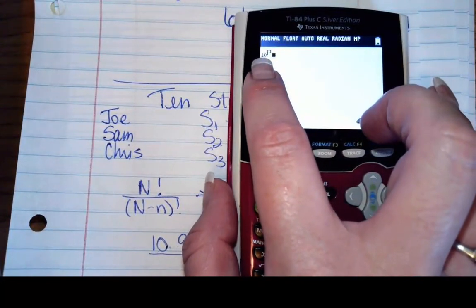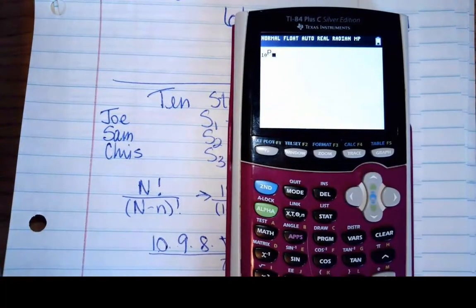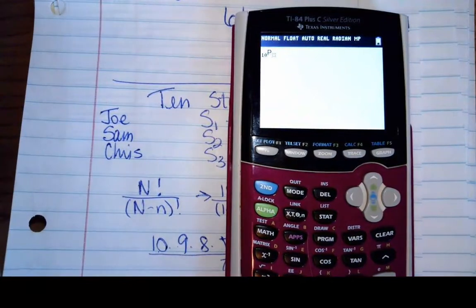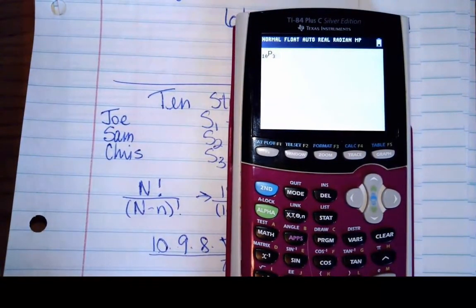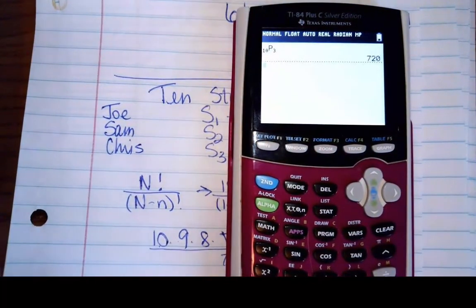So I've got 10 students. I'm doing a permutation where order matters, and I'm choosing 3. Okay, so don't use the 7. That's if we're applying the formula. This is doing the formula for me. So I've got 10, choose 3, and I've got 720. Okay, so that's if order matters.